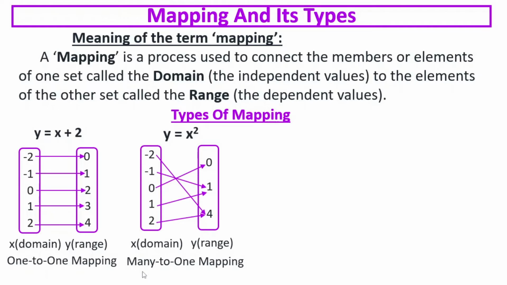The second type of mapping is many-to-one mapping. And the mapping process is y equals x squared. That means we will be taking x values again. They will be independent values and they will get squared. And the corresponding answers will be the values of y, which will be the members of this range set. Now I have taken negative numbers, positive numbers, zeros as values or members of this domain set, meaning they will be the values of x. I can take any number, I can take a fraction, I can take an irrational number as well, any rational number, any real number can be a member of this domain set.